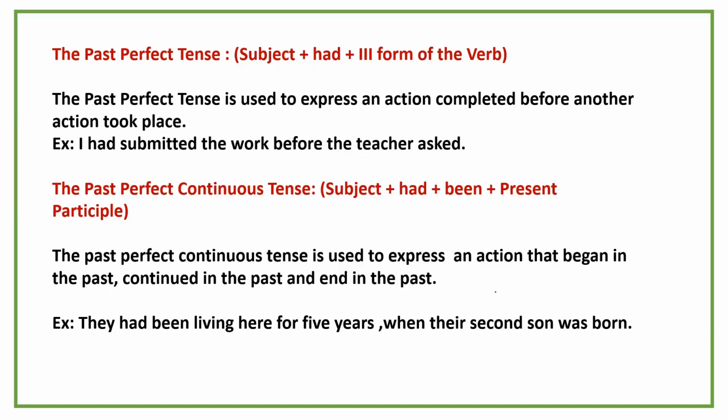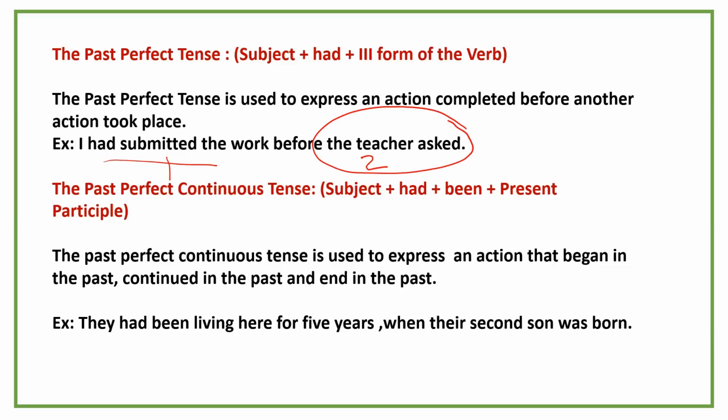The past perfect tense is used to express an action completed before another action took place. So when exactly past perfect tense is used, definitely there should be two actions and the first past action will be finished before the second past action began in the past. You can see the example here. There are two past actions, 1 and 2. I had submitted the work. The action completed. I had submitted the work before the teacher asked. So in such circumstances, we will generally use past perfect tense.